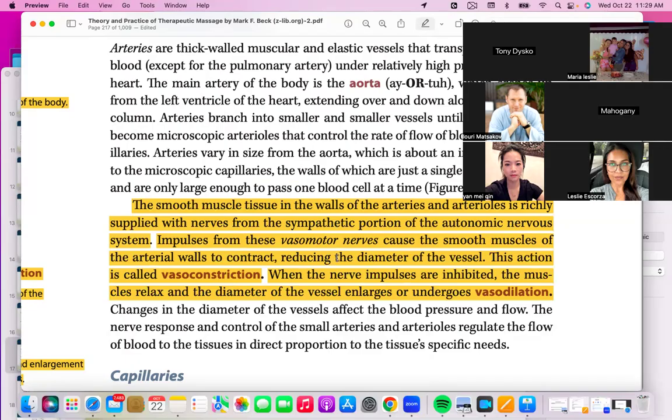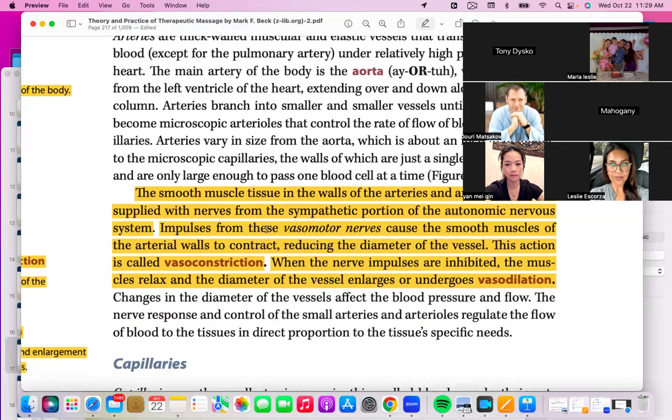Now, these impulses can be sent to the cardiovascular system or to the blood vessels. So impulses from these vasomotor nerves, nerves that have to do with vasoconstriction or vasodilation, cause the smooth muscles of the walls of the arteries to contract and reduce the diameter to limit the flow of the blood. And this action is called vasoconstriction, right? Like a C, constriction. They'll start to get smaller.